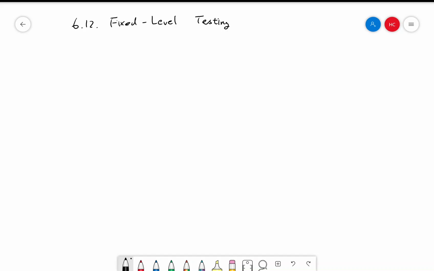Alright, so this is on section 6.12, which is on fixed level testing. A lot of these are going to be recalls. So let's first recall alpha is the value between 0 and 1, which is called a significance level. If it's not specified, the default value is alpha equal to 0.05. And so we conduct a hypothesis testing and we compute what's called a p-value.